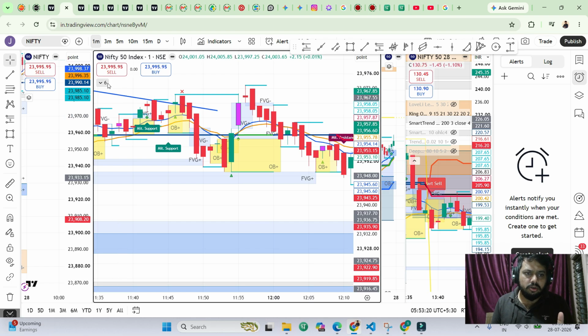This particular king order block you have to keep in mind. In the market, you don't need too many strategies to make yourself profitable.